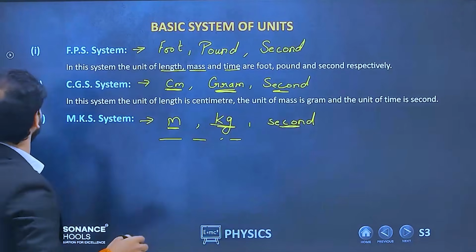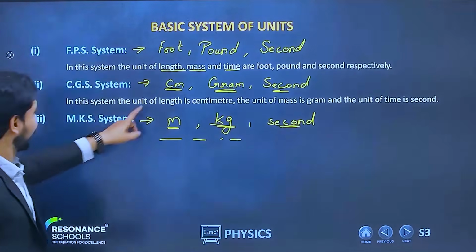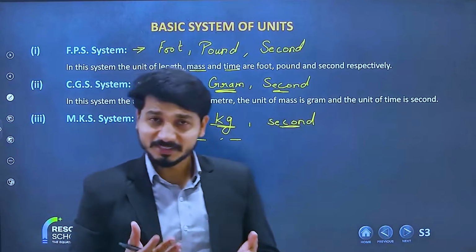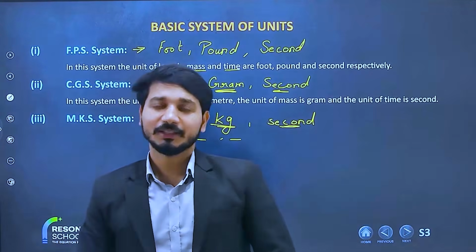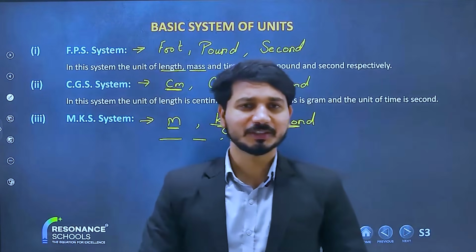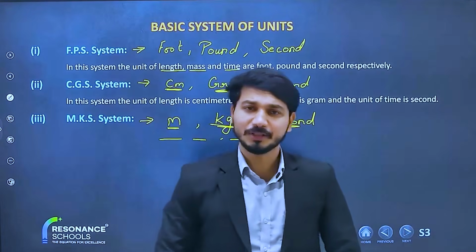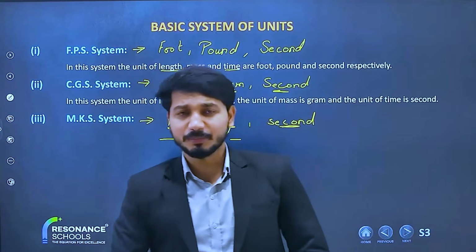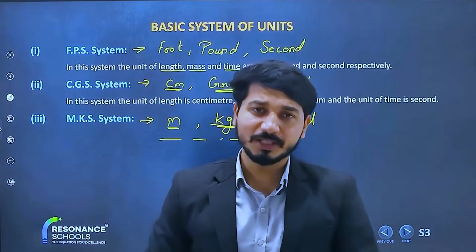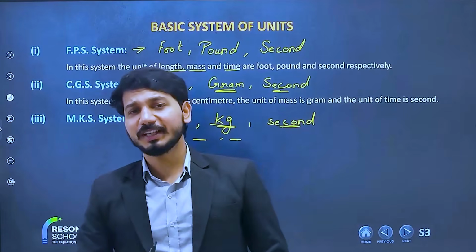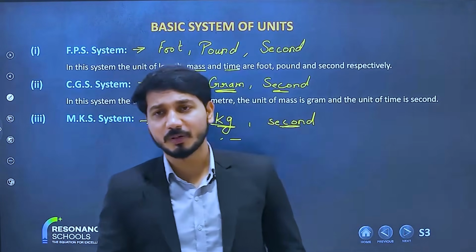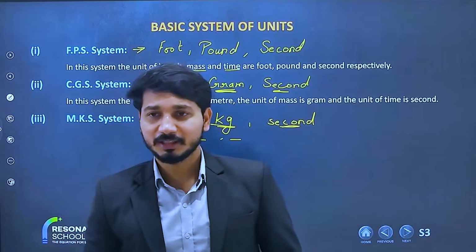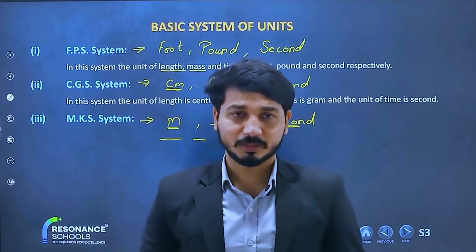What are these used for? These are used for measuring length, mass or time. These units were made by people to measure length, mass or time, because people were facing a lot of problems in measurement while doing trade from one place to another. Because of that, these things were formed and discovered: FPS, CGS and MKS.